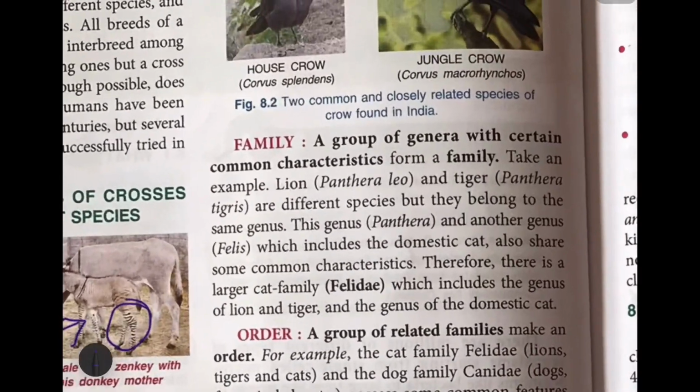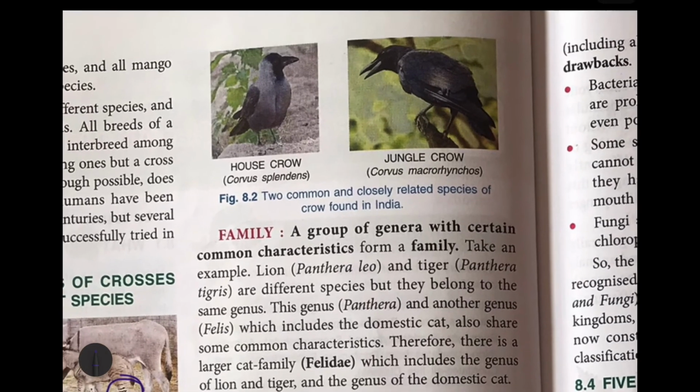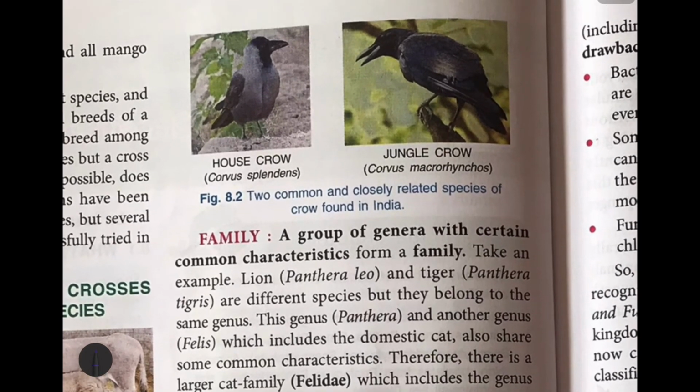So next we come to family. There you can see the diagram of a house crow and jungle crow. They are completely different from each other, and they are of two different species, but they belong to the same genus.